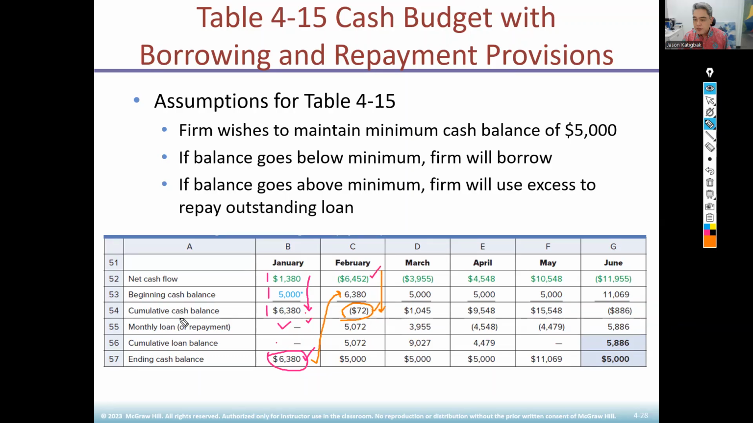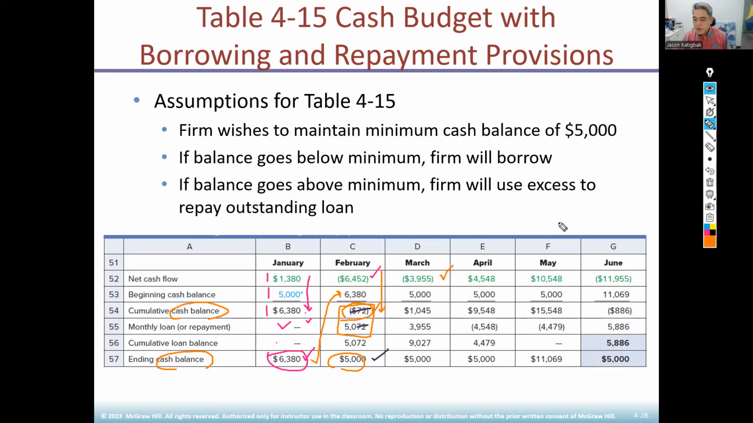Remember, how much do you need as a cash balance? You always need 5,000. So how can you make a 5,000 cash balance? I need to loan. How much do you need to loan? I need to loan 5,072. Why? If it's 5,072, what will happen now is that I can cross out the 72 negative here with the $72 excess. So it's now going to be 5,000, right? So that's actually how we were looking at it.